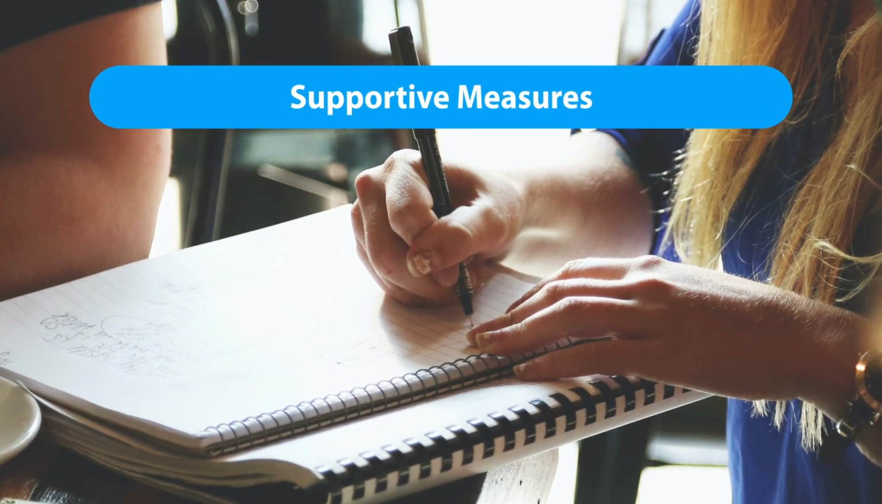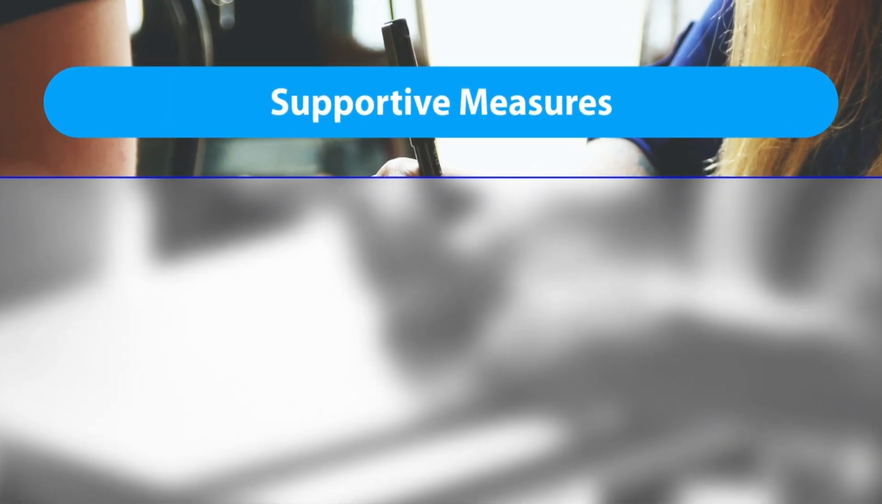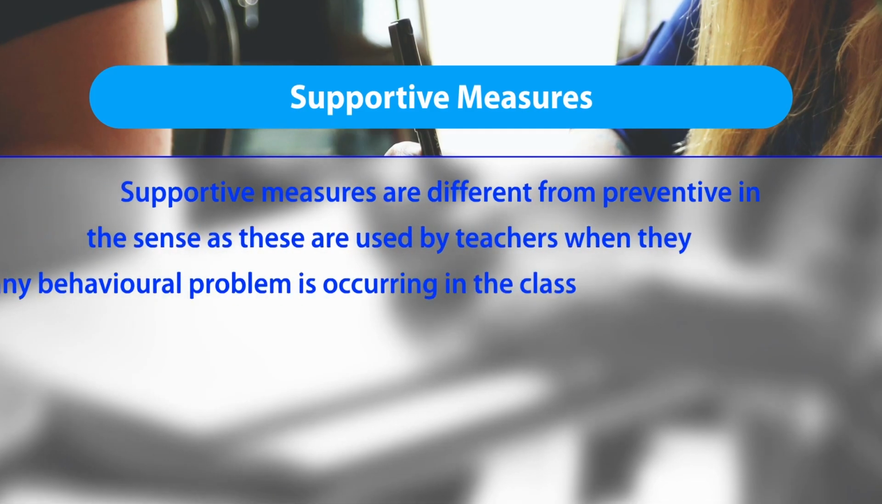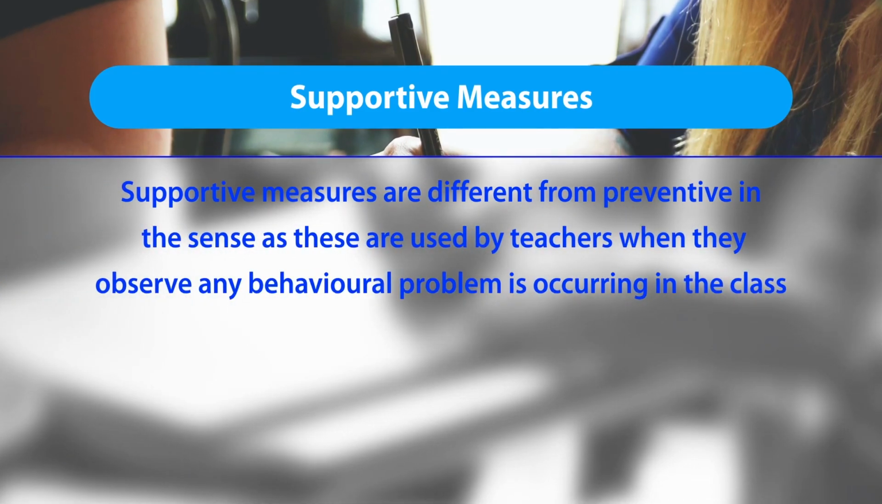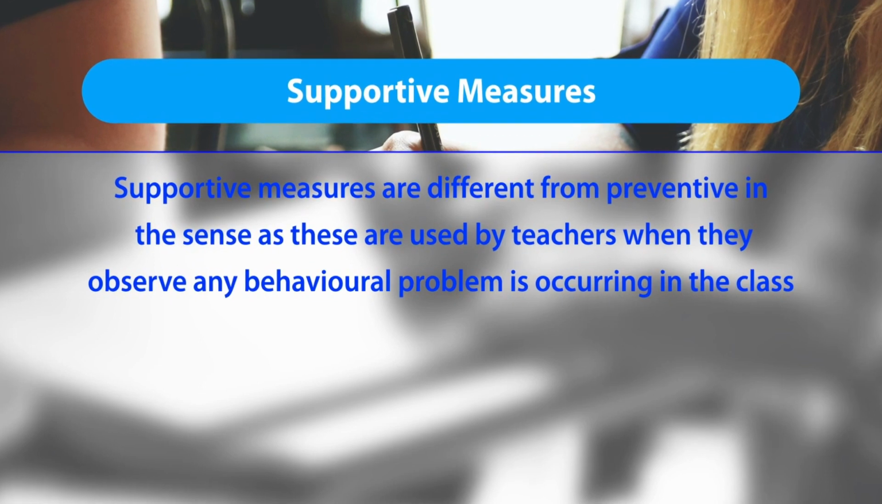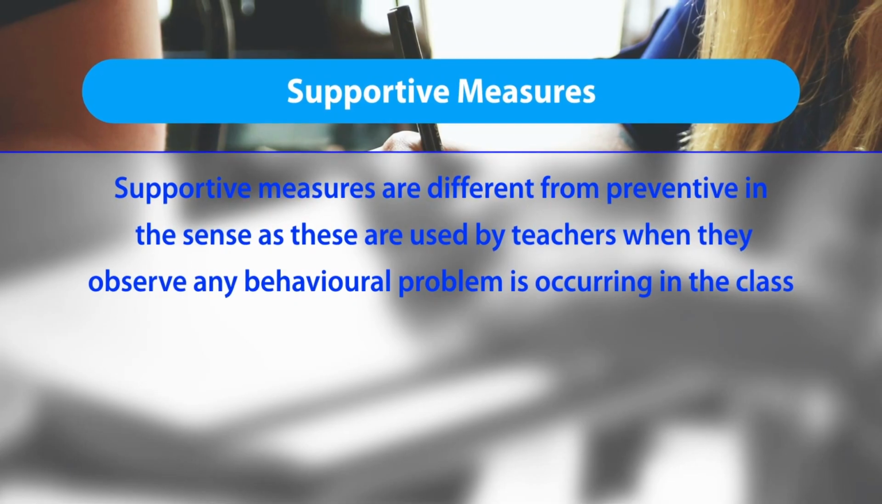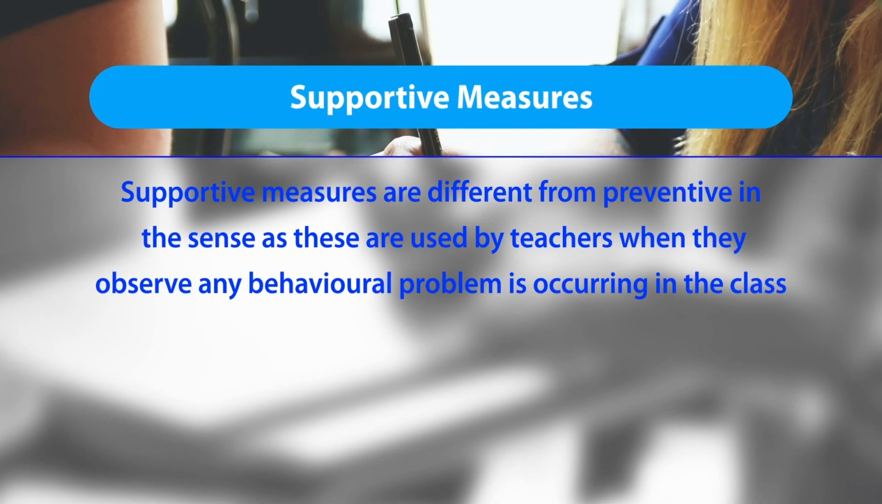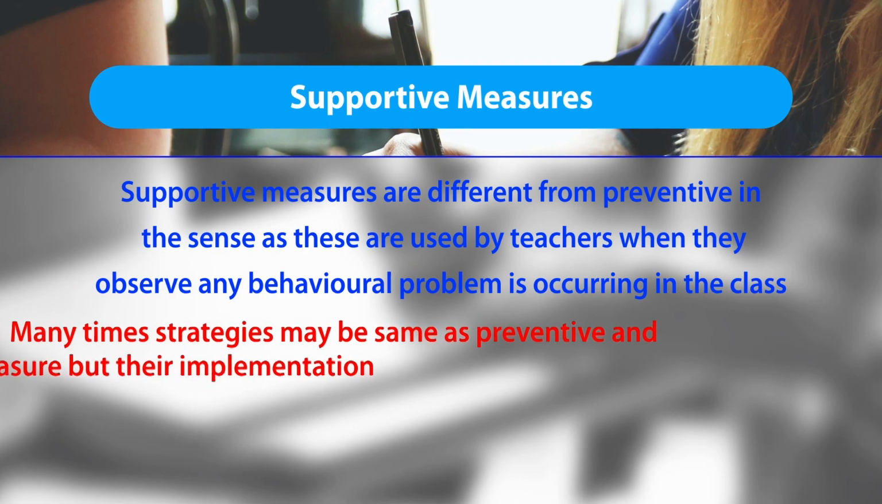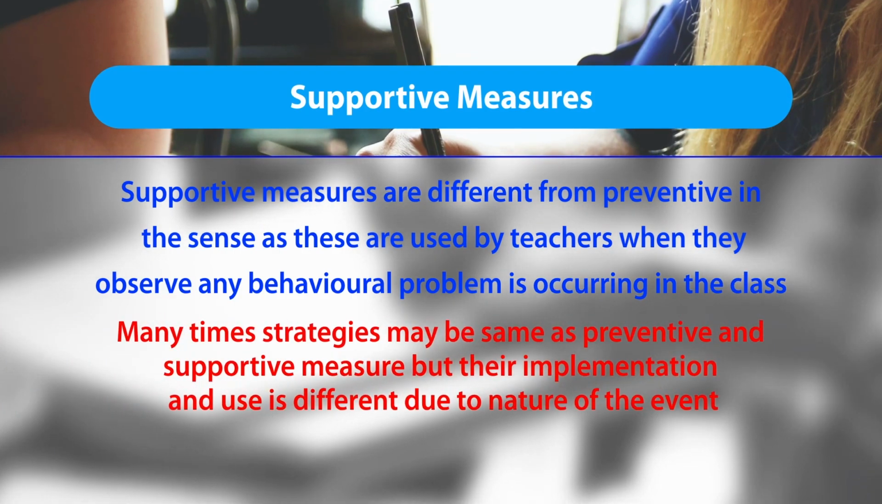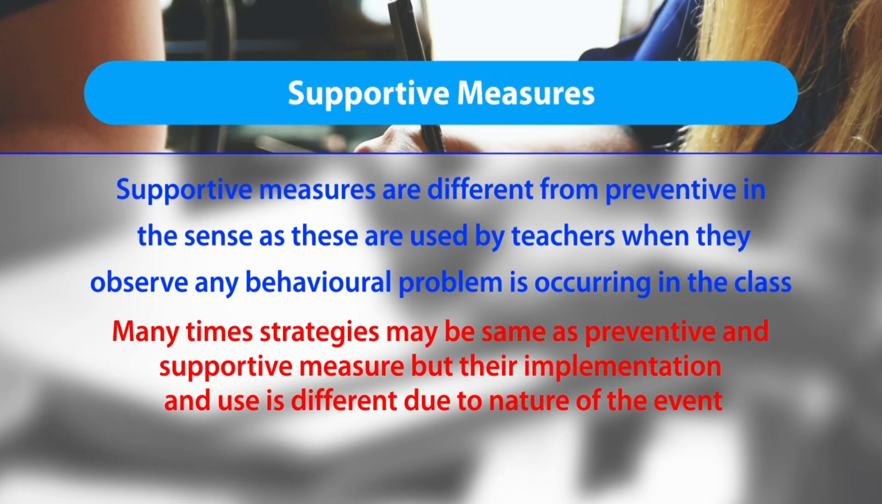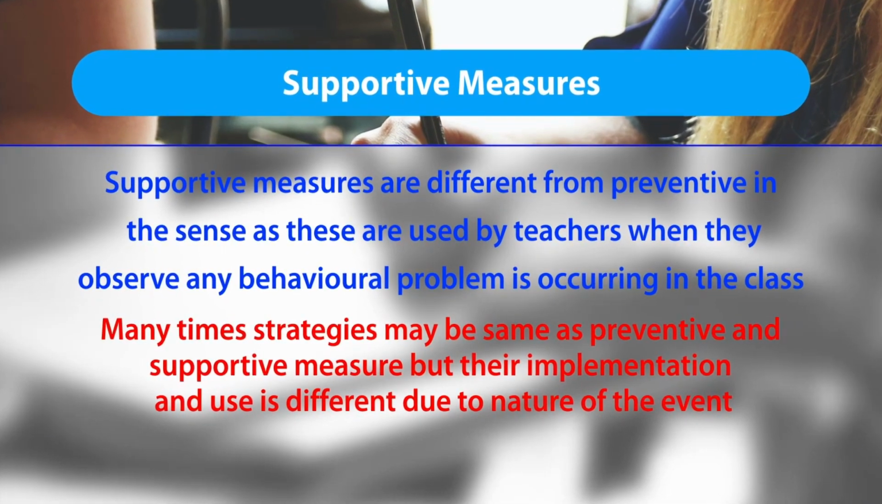Then come the supportive measures. Preventive measures are the measures which you adopt before any problem occurs. But if you see any behavioral problem occurring in the classroom, at that time you use certain measures to avoid or reduce that behavioral problem in a positive way. Such measures are called supportive measures. Many times you may find that the strategy you are using as a supportive measure may be the same as a preventive measure, but the implementation is different.